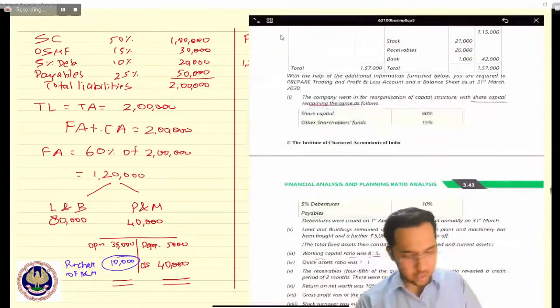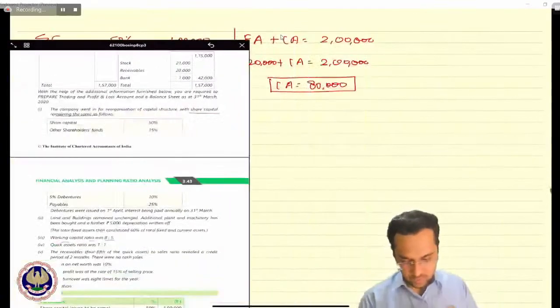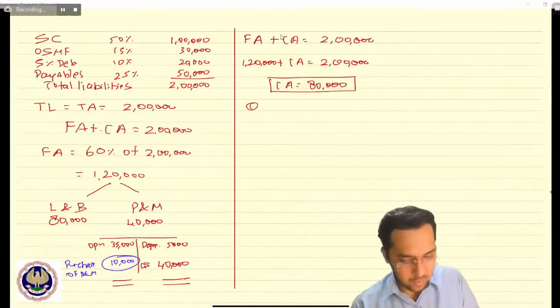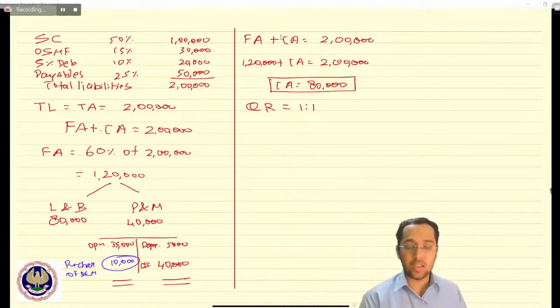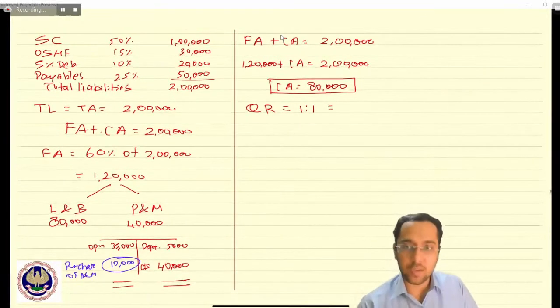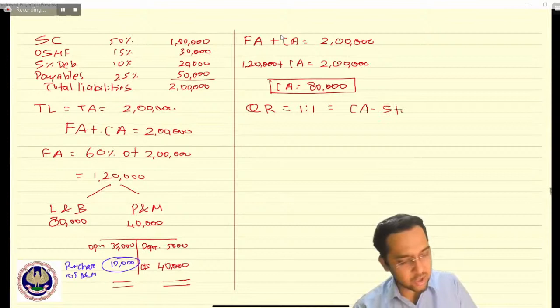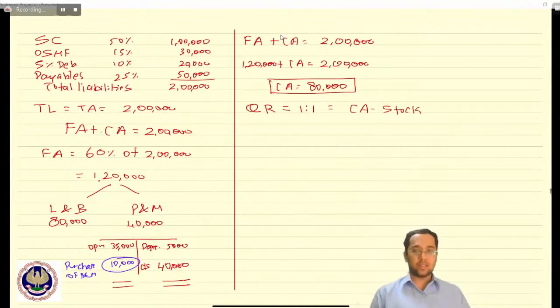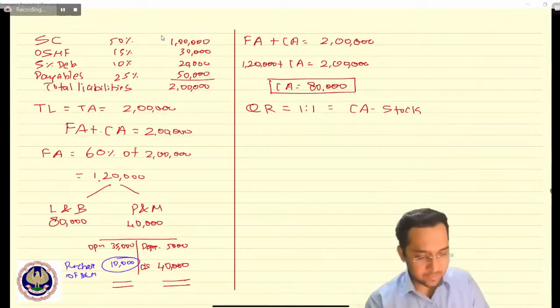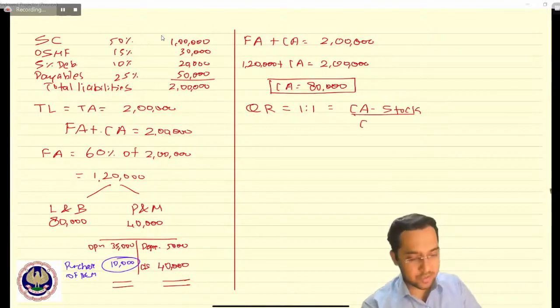The next ratio that we can use for our further uses, quick assets ratio. The quick ratio is given as 1 is to 1. So how do we compute this quick ratio? We compute this quick ratio as current asset minus stock minus prepaid expense. Now here I'm making an assumption that there is no prepaid expense, which is a very safe assumption. We need not say that company can survive without prepaid expenses, but it can't survive without stock. So no prepaid expenses. So it is current asset minus stock upon current liability.